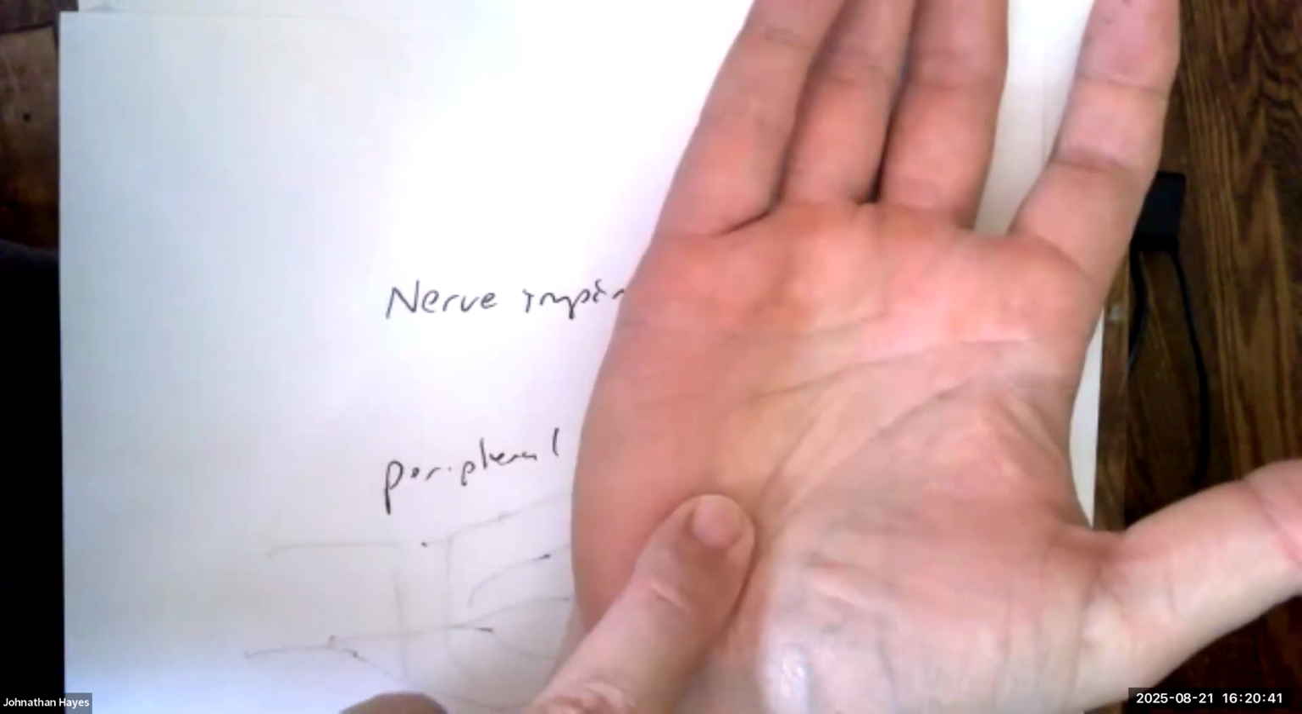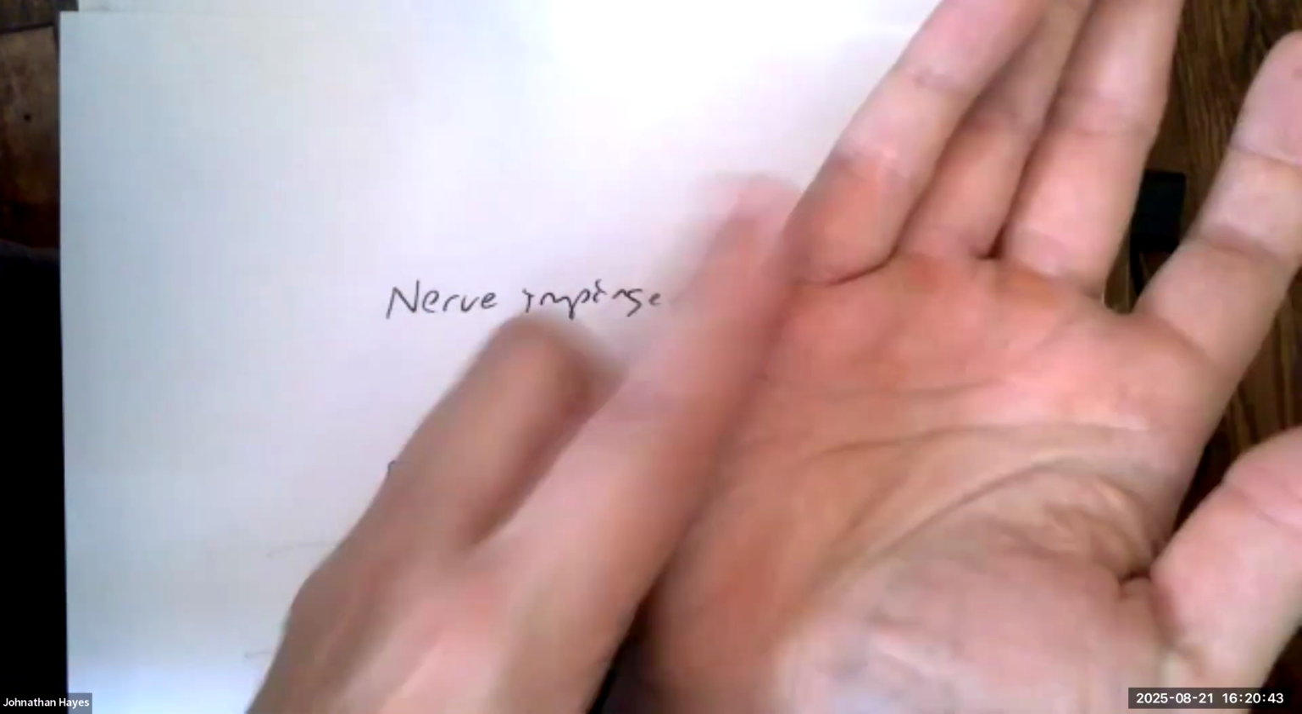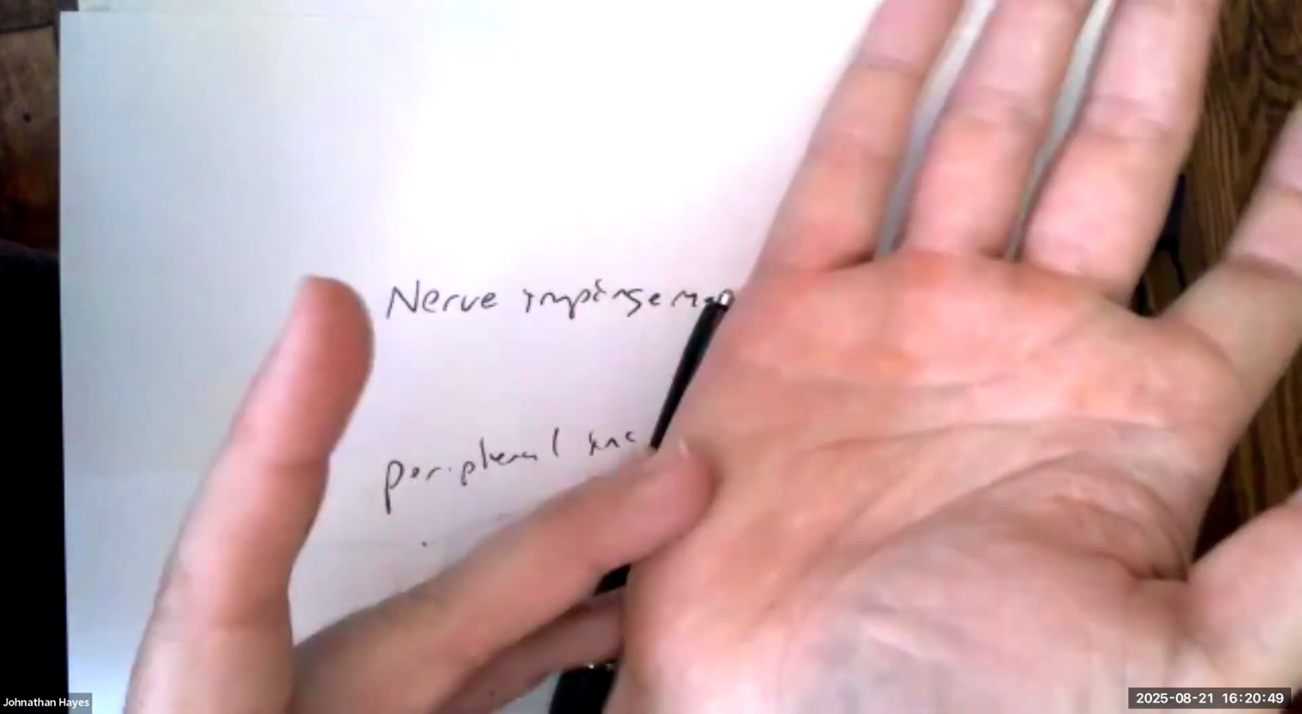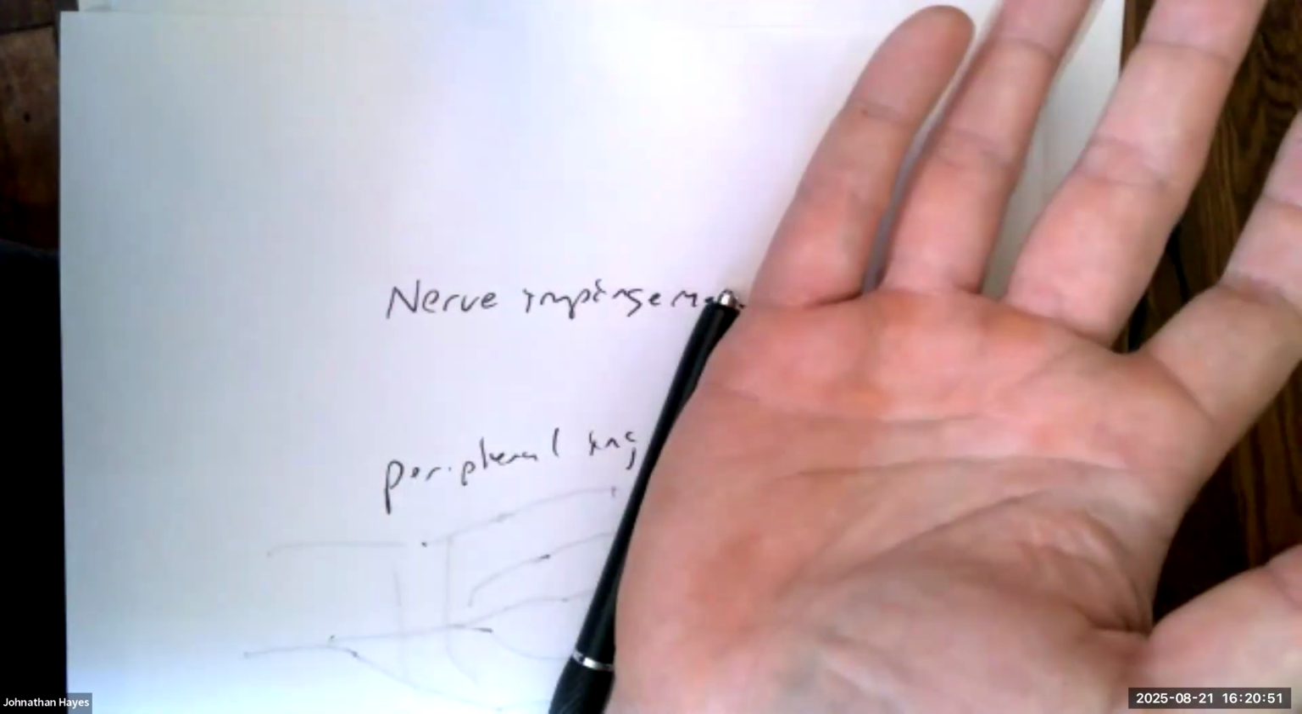C7 tends to be, or sorry, so C8, C7, C6 right here. So C7 is kind of in the middle of the hand, front and back. C8 tends to be over on this side. C6 tends to be right here. So when somebody says this part of my hand's numb, well, there's two different things that could affect that.